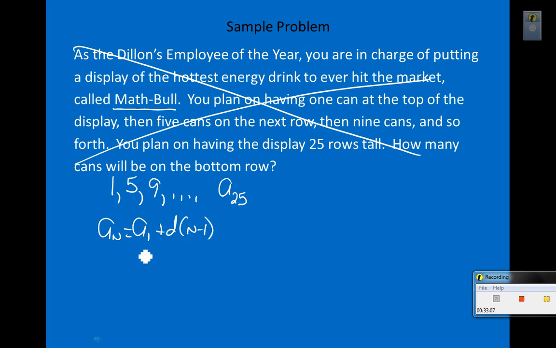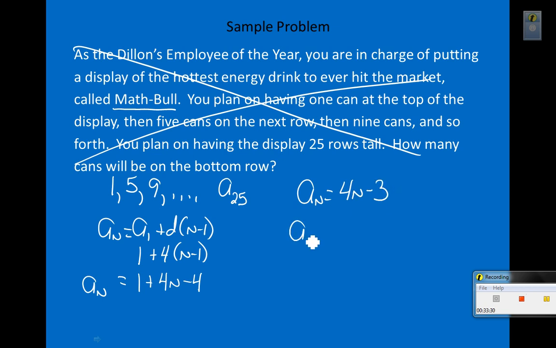a sub 1 is 1 plus 4 times n minus 1. Distribute like we've been doing: 4n minus 4. Combine your like terms and get 4n minus 3. Plug in 25, and it tells me that you need 97 cans on the bottom row.